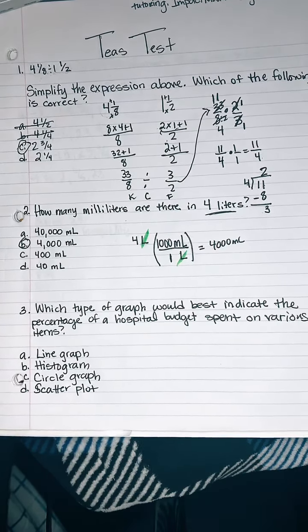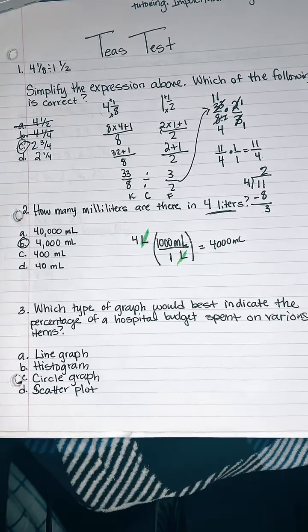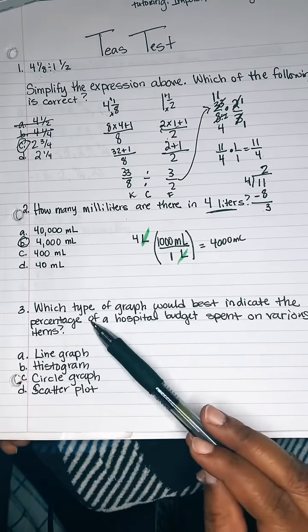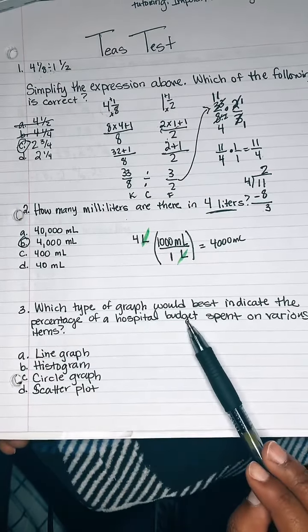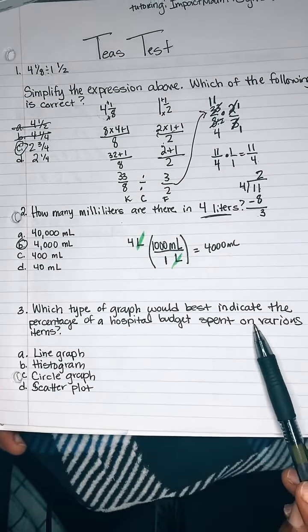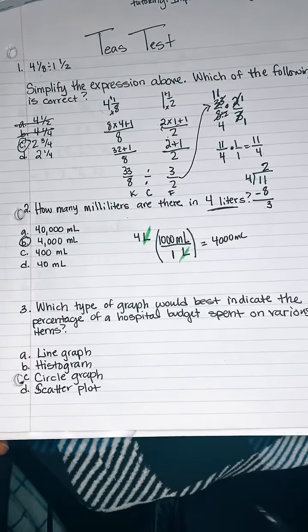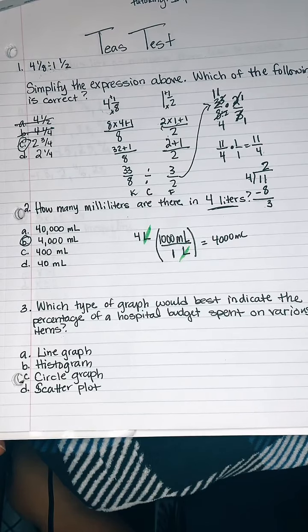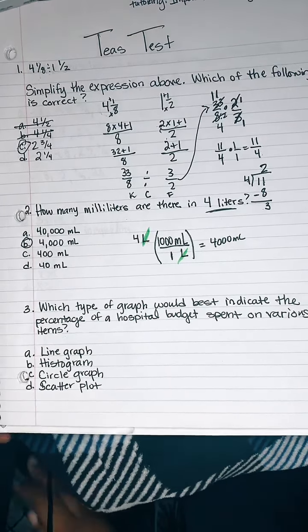Okay, let's look at number 3. Which type of graph would best indicate the percentage of a hospital budget spent on various items? What do you guys say? Bio said A, line graph, circle graph. A. Ooh. Let me explain. Good.